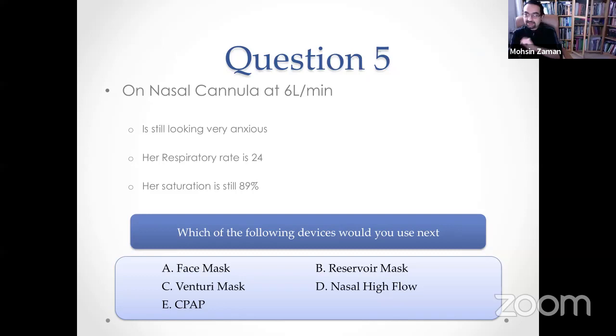Yes? But here's the next question for you. So Mrs. N is on 5 liters or 6 liters of oxygen via nasal cannula. She continues to look anxious. She's a bit tachypnoeic and her sats are still low. So which of the 5 following would you try to offer her next, especially in the light of what you've just heard Shabana say?